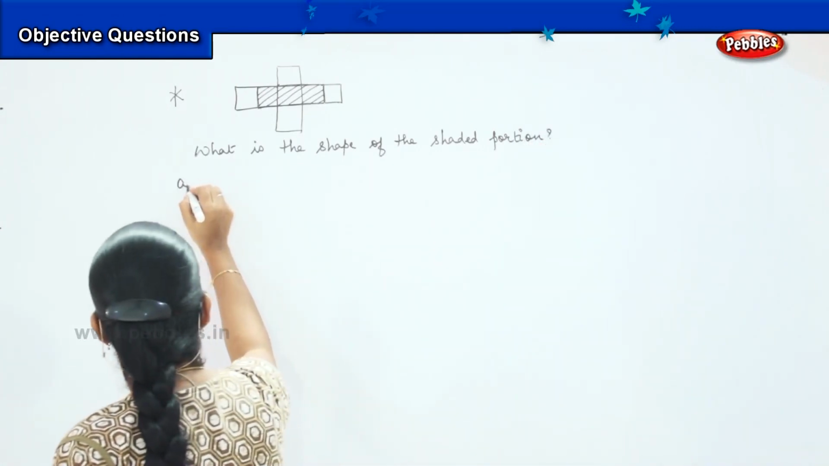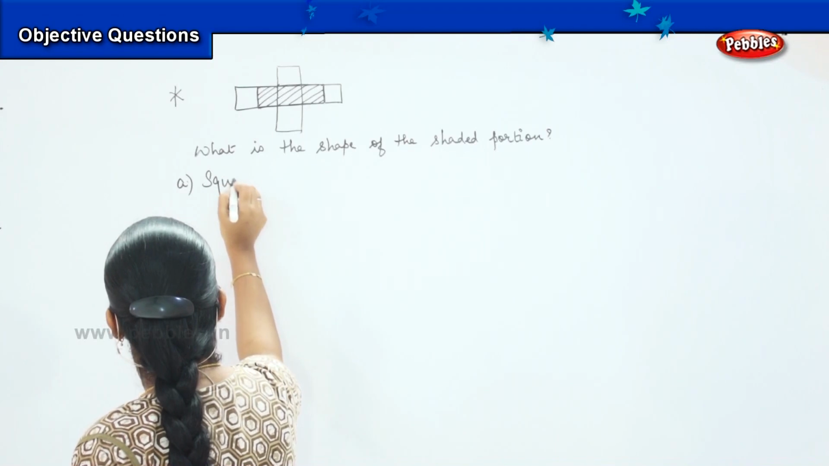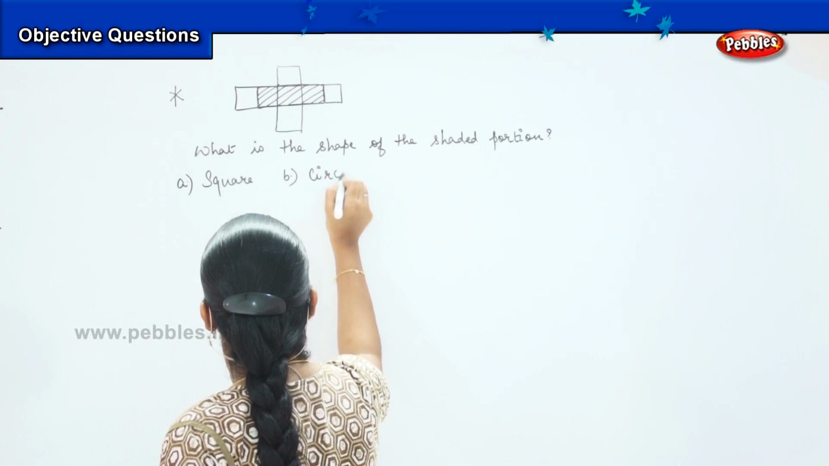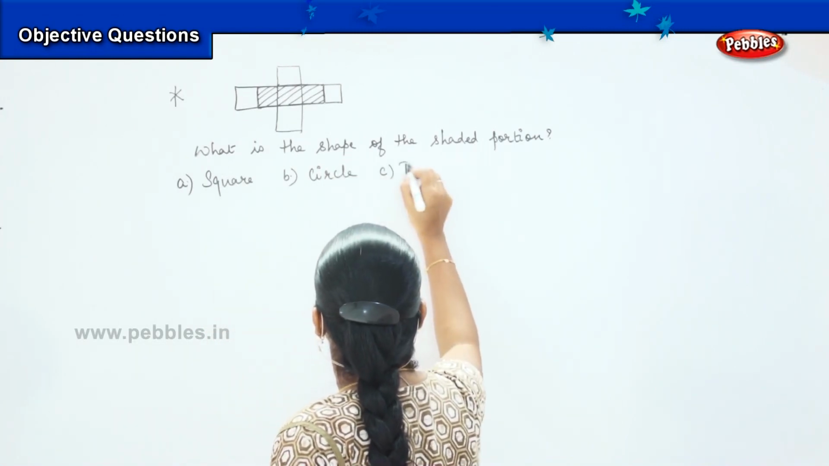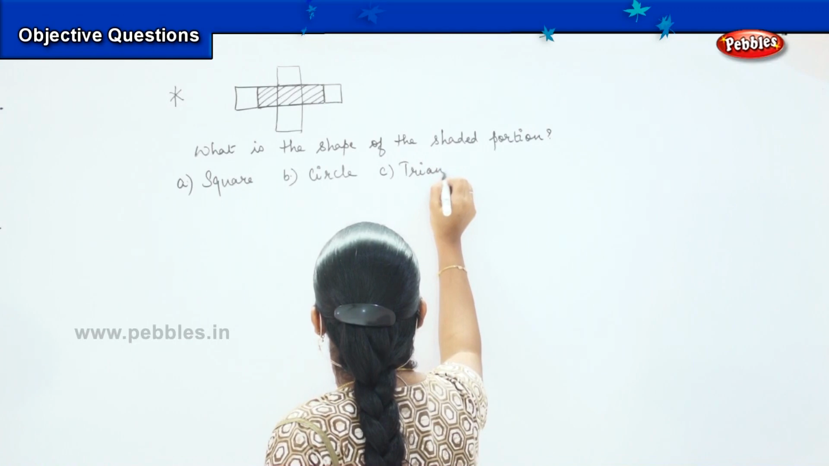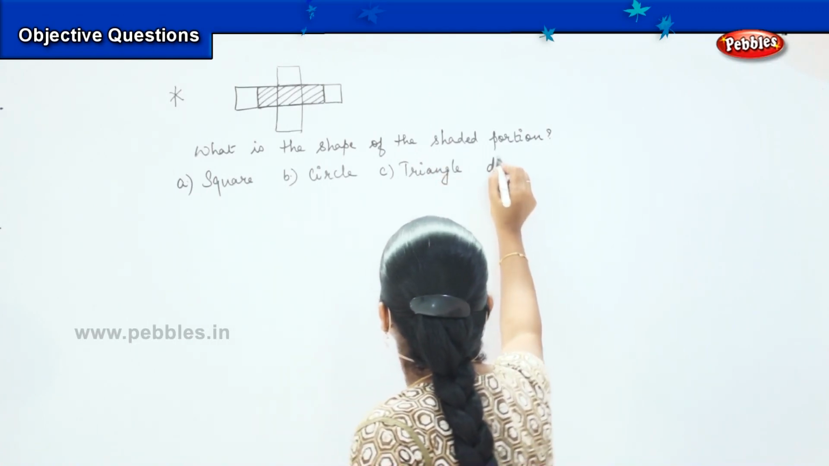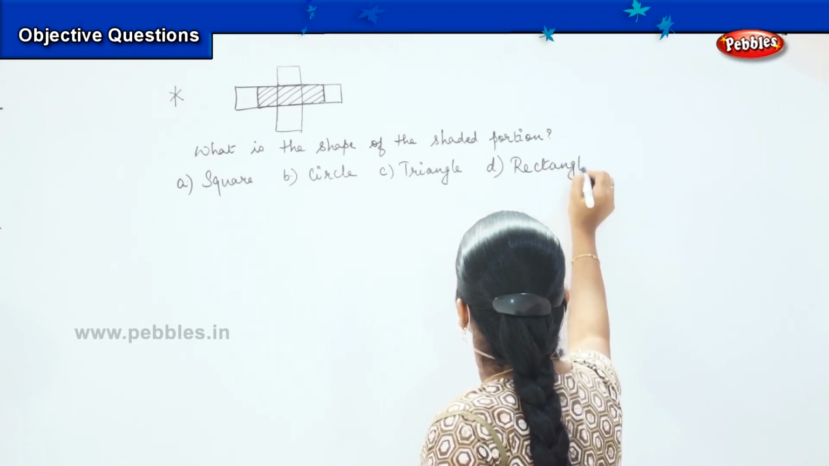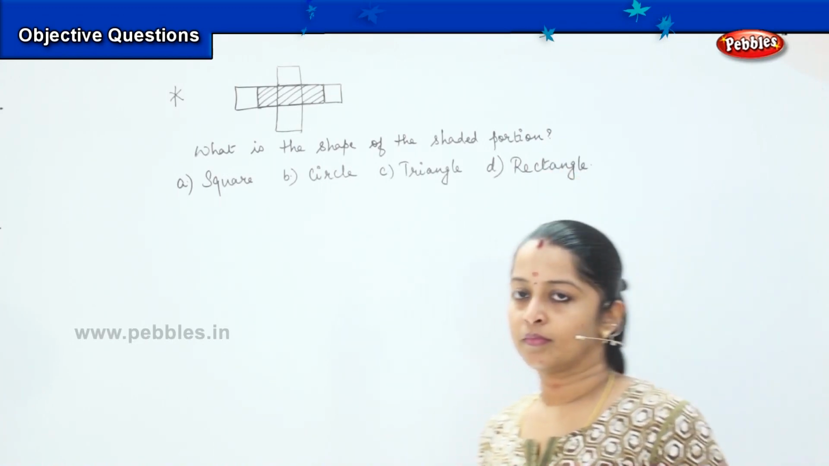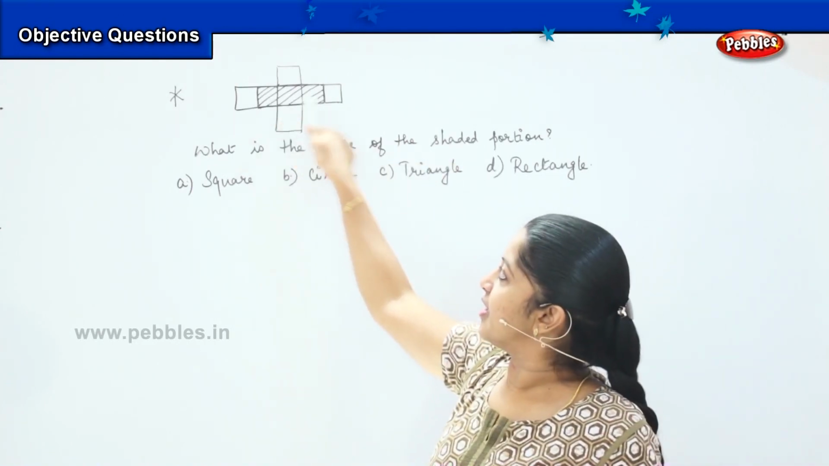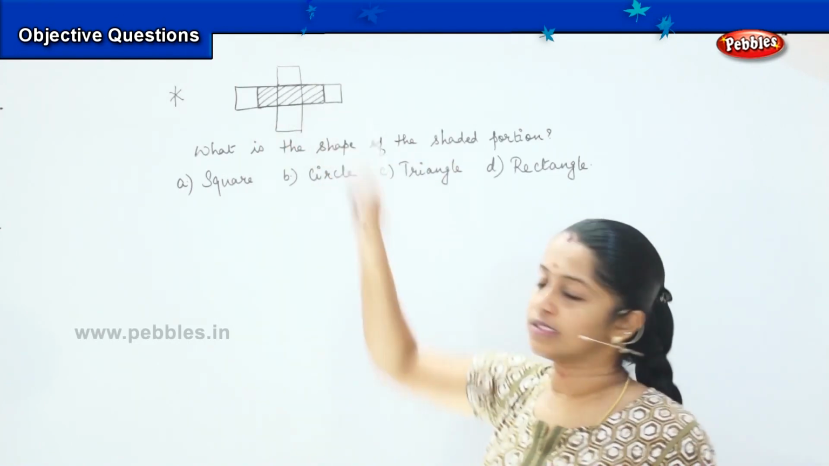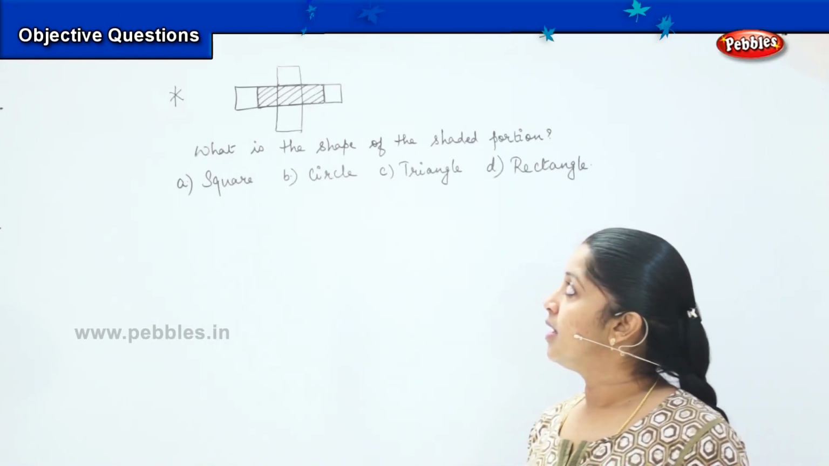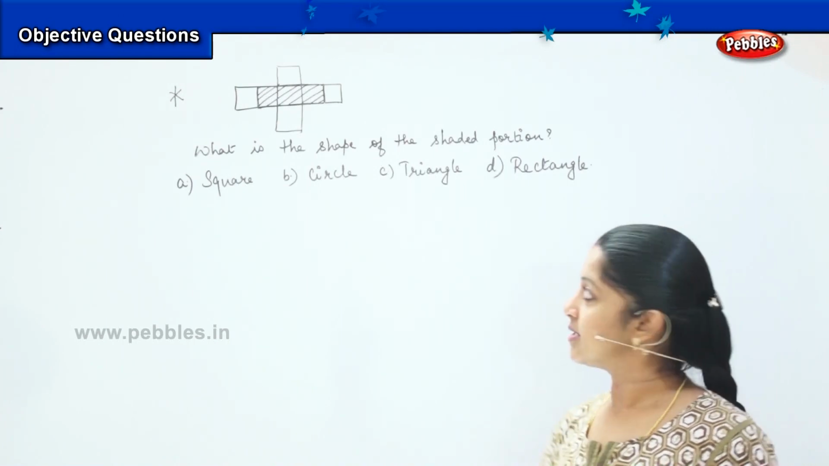And my options are A, square, B, circle, C, triangle, and D, rectangle. Can you tell me the answer, children? What is the shape of this shaded portion which I have shaded in the center? Is it a square? No, because the opposite sides are equal. All the four sides are not equal.